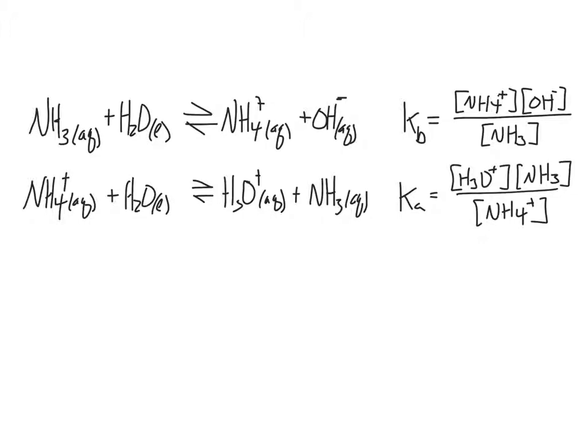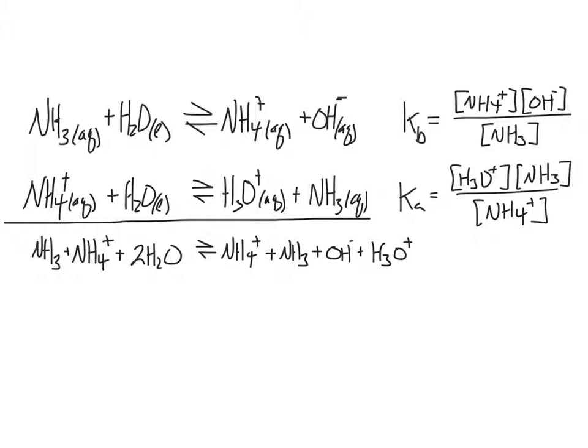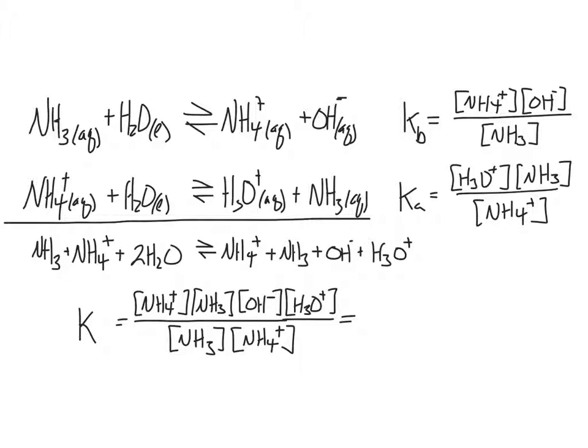Next, let's sum these two reactions and write the reaction quotient for the sum. Notice that this reaction quotient is actually the product of Ka and Kb from above. When we sum reactions, we multiply the reaction constants. If we look at the new K for the sum of the reactions, we also notice that several of the variables cancel out, and that the ammonia and the ammonium cancel out, and we are left with the concentration of hydroxide and hydronium.